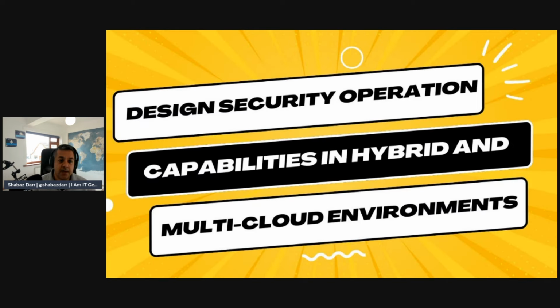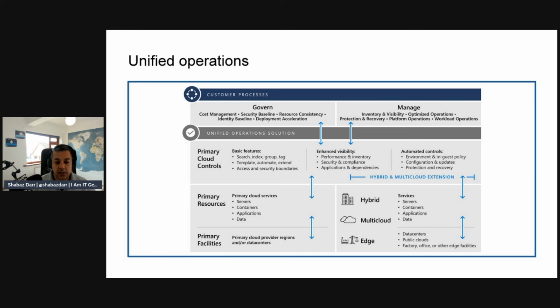So let's talk about designing security ops now in hybrid and multi-cloud environments. Unified operations is the intentional approach for maintaining one set of tools and processes to consistently manage each cloud provider through a common set of governance and operation management practices. Successful hybrid, multi-cloud and edge strategies begin with a primary cloud platform.